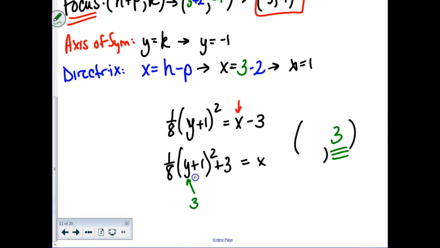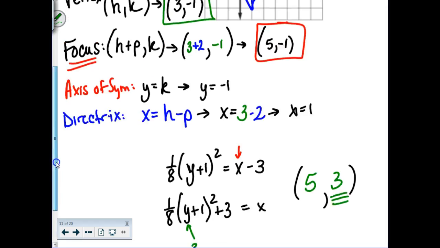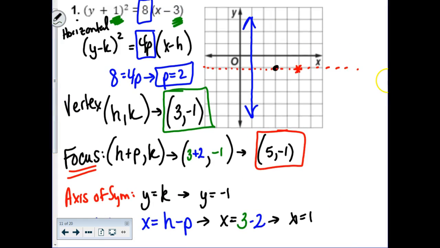What happens? 3 plus 1 is? Good, 4. 4 squared is 16. 16 times 1/8 is 2. 2 plus 3 is 5. You can plot the ordered pair (5, 3). Now, when you throw out 0 at me, it still is going to work. You're just going to have something a little less pretty to plot. So, oh gosh, 1, 2, 3, 4, 5, 1, 2, 3.